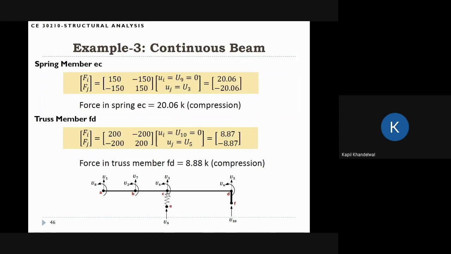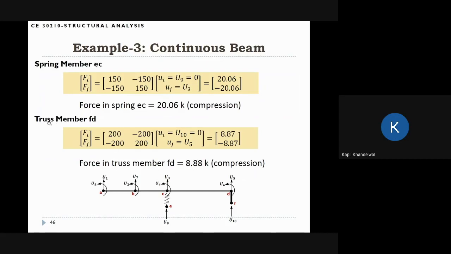If you think this is the J node for this member, and Fj is negative 20.06, it means that the force is acting in the downward direction. So the force in the spring EC is 20.06, and the spring is under compression. This is very obvious because all the loads are acting in the vertical direction. So the spring is under compression.